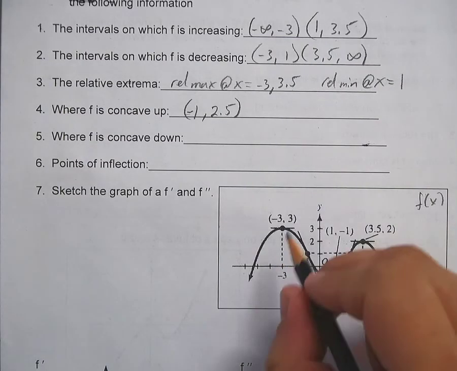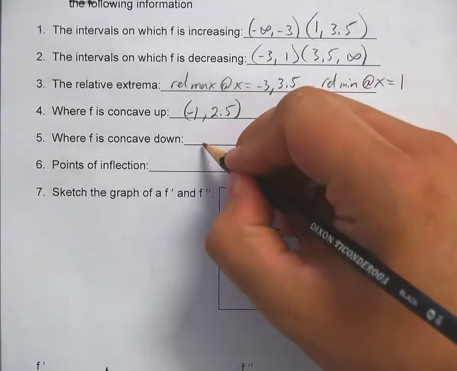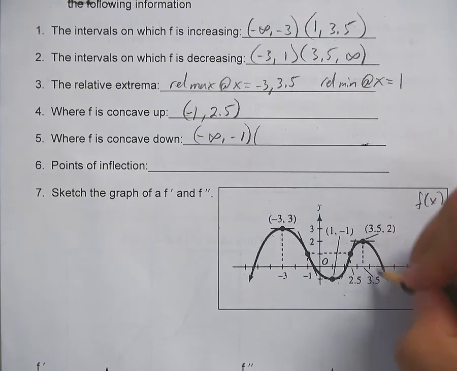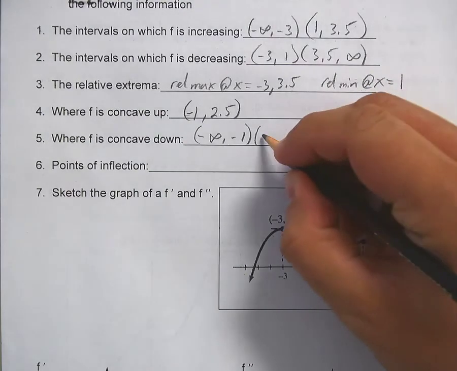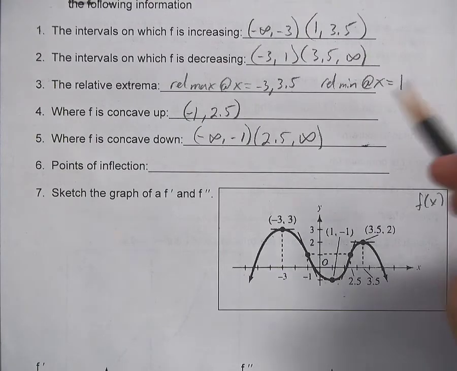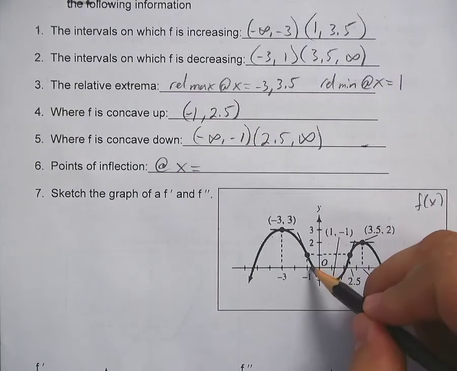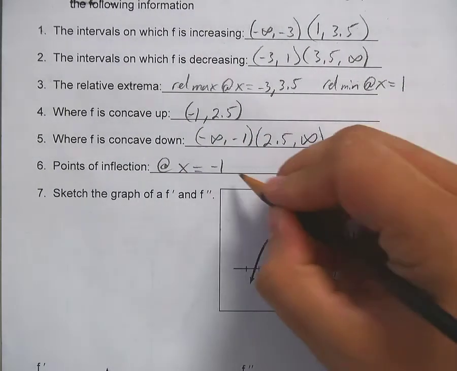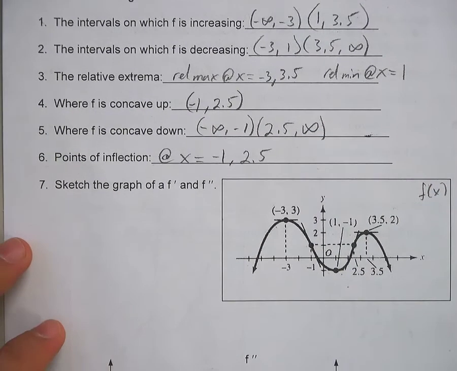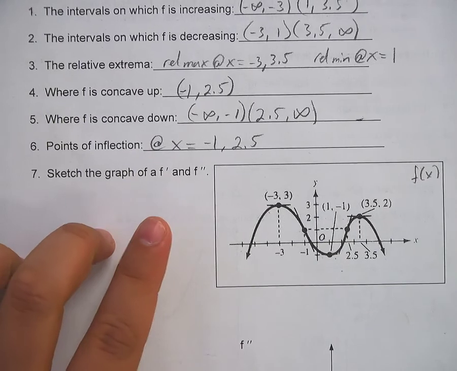Where is it concave down? Well, here and here. So it's concave down from -infinity to -1. And then from 2.5 to infinity. So your points of inflection are where it changes concavity. That's going to be at -1 and 2.5. And we are going to use all of that to come up with a graph of f prime and f double prime.